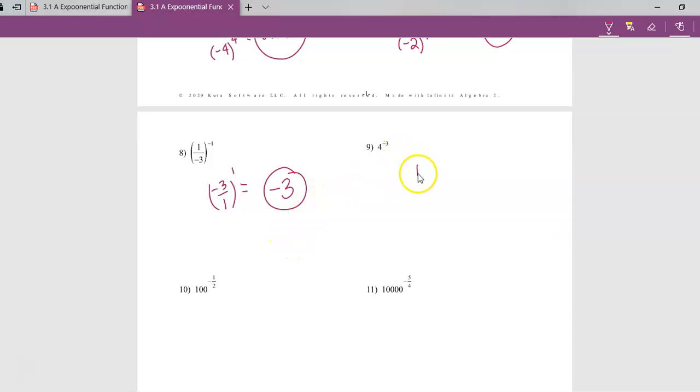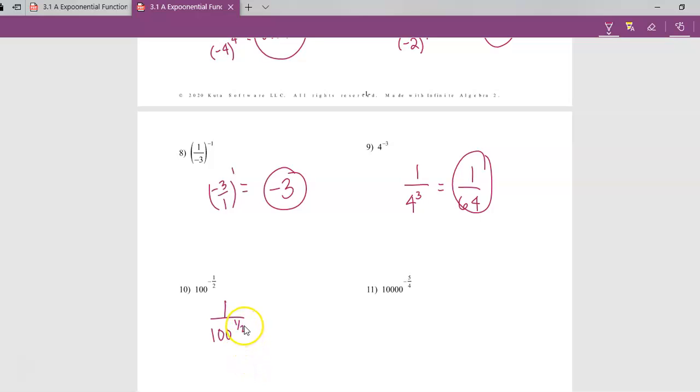4 to the negative 3rd is going to be 1 over 4 to the 3rd. And 4 to the 3rd, 16 times 4 is 64, so it should just be 1 over 64. On number 10, we have a negative 1/2 power. So again, that negative tells me to flip it. This is going to be 1 over 100 to the 1/2.